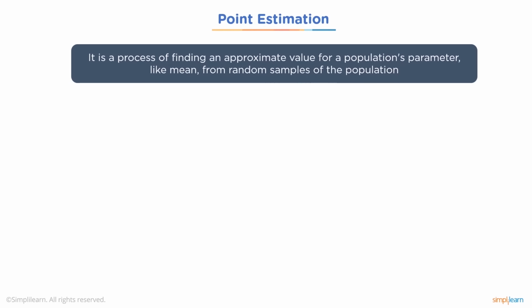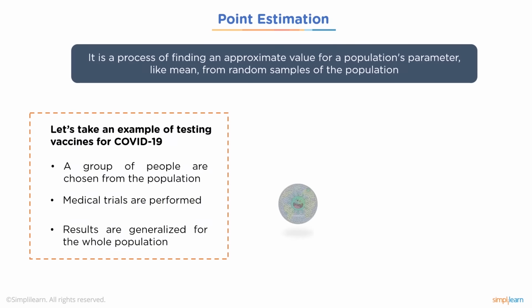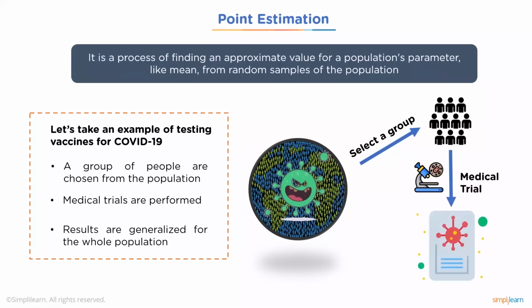So let's look at point estimation. It is a process of finding an approximate value for a population's parameter, like mean or average, from random samples of the population. Let's take an example of testing vaccines for COVID-19. Vaccines and flu bugs, it's a pretty big thing of how do you test these out and make sure they're going to work on the populace. A group of people are chosen from the population. Medical trials are performed. Results are generalized for the whole population. So here's our small group where we've selected them. We run medical trials on them, and then the results work for the population. Nice diagram with the arrows going back and forth and the very scary COVID virus in the middle of one.